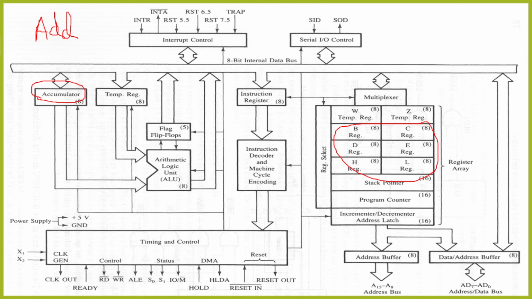That's the meaning of accumulator: it accumulates the result of the current ALU operation. The previous data is erased and the new result is updated in it. Then the flags also get affected here. Flags are the status of the ALU result, showing what the ALU has performed.